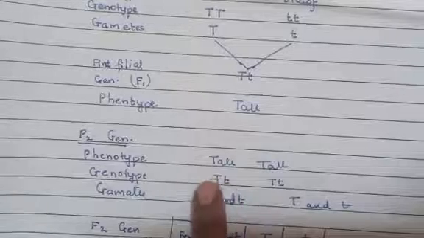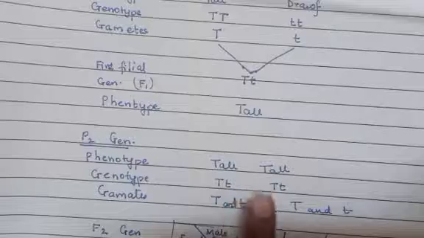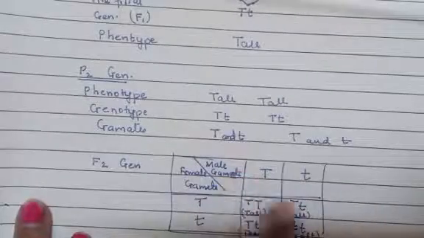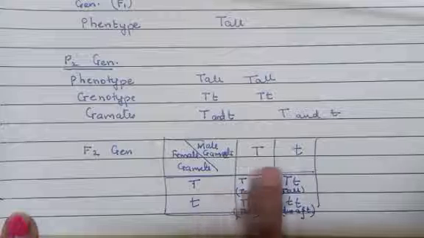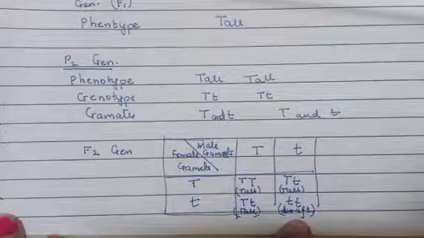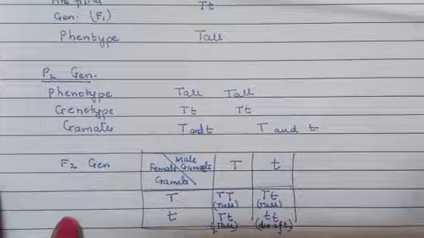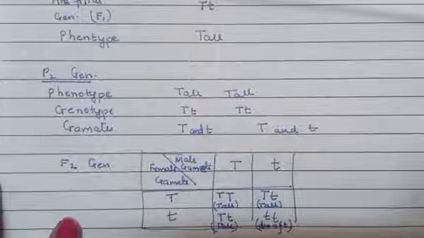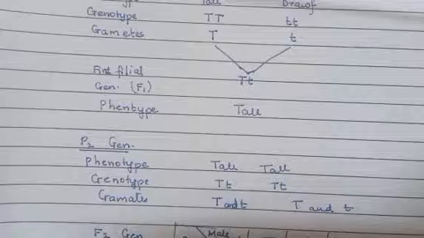In the second generation, we had taken both the tall plants. There was no dwarf plant there. But when their offsprings were checked, we saw that there are 3 tall plants and 1 dwarf plant. Okay. So with this, we are supposed to write two types of ratios. One is called the phenotype ratio and the other is called the genotype ratio.